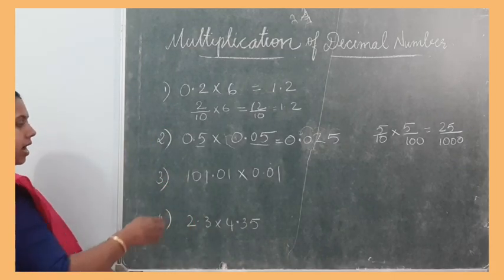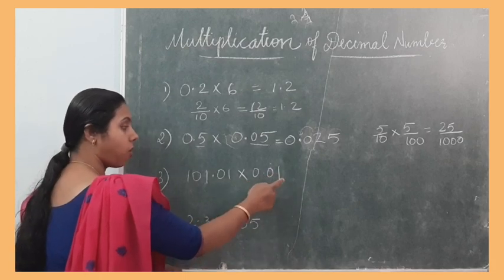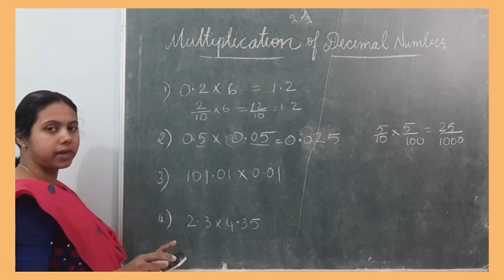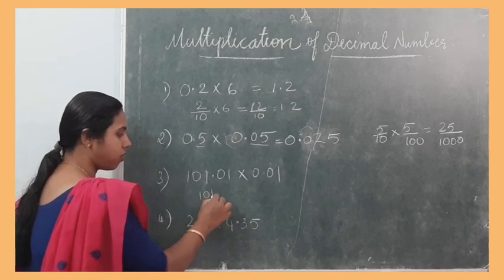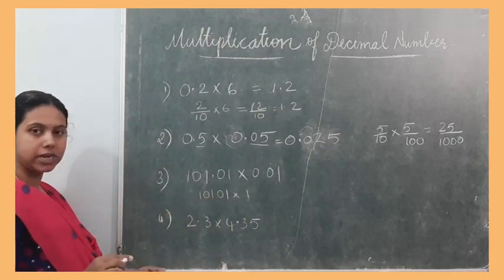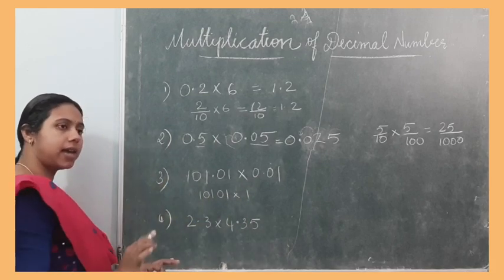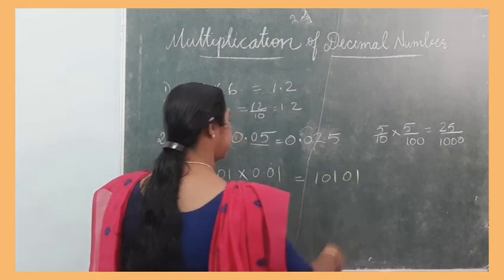The next one is 101.01 into 0.01. So ignore the decimal point, multiply them as a whole number. So the number will be 10101 into 1. When you ignore the decimal point, the number will be like this. If you multiply any number by 1, you get the same number. So which is equal to this much.